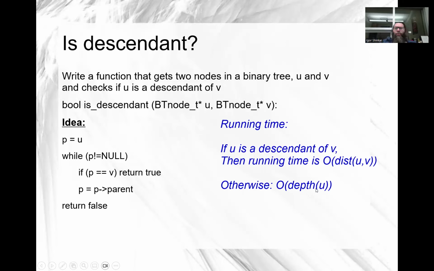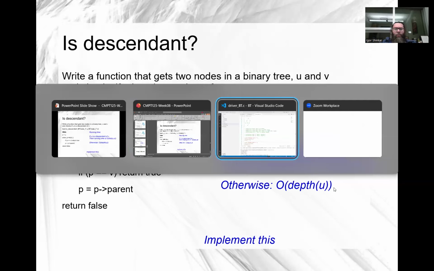And in general, if U is not under V, then the running time will start from U and go up until we reach the root and then we exit. So it's the depth of U. That's the running time. So if our tree is kind of balanced, then this algorithm is efficient. But if the tree is kind of a long string and U is at the bottom, we'll need to make many steps.